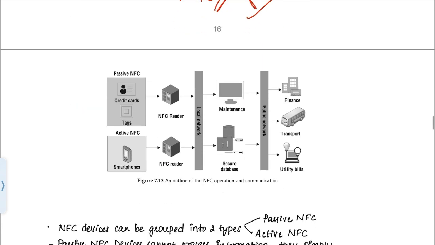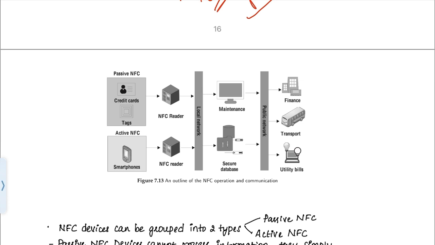Then we have a figure here which is the outline of NFC operation. Speaking of the communication, the first one we have is passive devices. A passive NFC device example is a credit card. Here the credit card is used for secure contactless payments. And we have tags here. Tags are small, low-cost passive devices which are used for basic data storage. They can be seen in marketing or inventory systems.